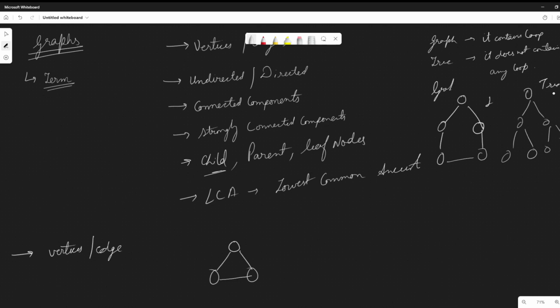Okay, so let's talk about what are vertices. Vertices is nothing but the total number of nodes. Okay, and edges is this one. These are the edges, and these are the vertices, or nodes we can say.